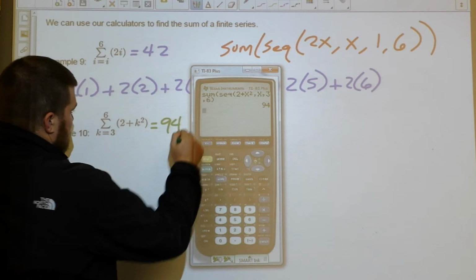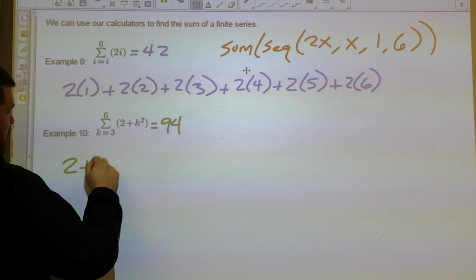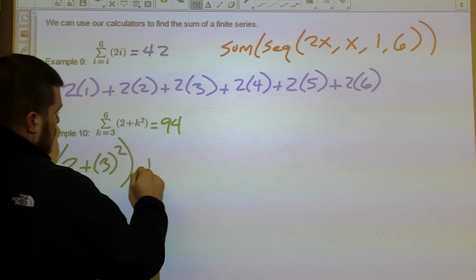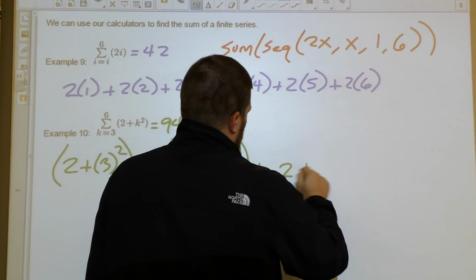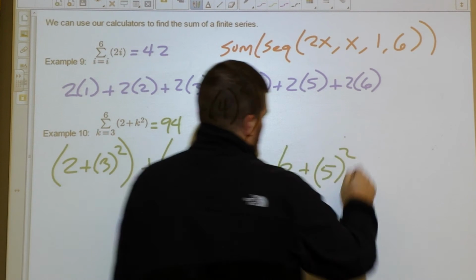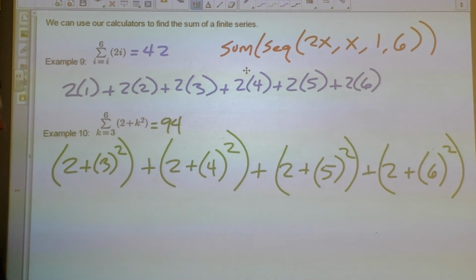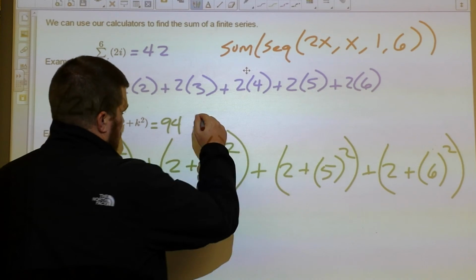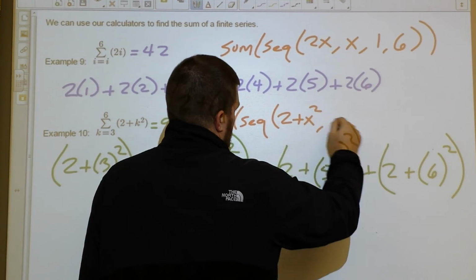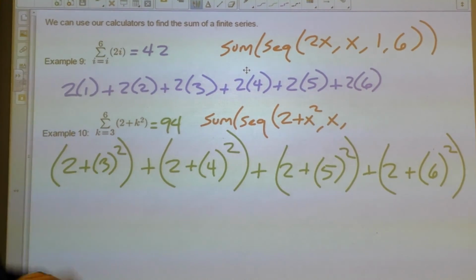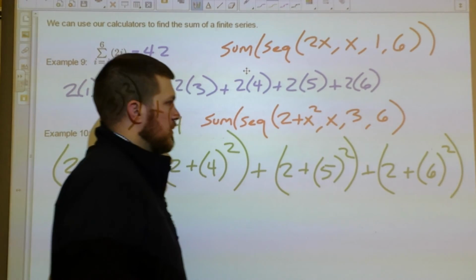So the sum of this series is 94. And essentially what's going on in the background is the calculator is saying 2 plus 3 squared, so that's one whole thing, plus 2 plus 4 squared, that's the whole thing, plus 2 plus 5 squared, that's the whole thing, plus 2 plus 6 squared, that's the whole thing. And so it's adding all those up and giving me 94. Again, to get that in the calculator, what we typed in was sum, seq, typed in our rule, 2 plus x squared, typed in the variable we're using, typed in our starting position, which is always on the bottom, so 3, typed in our final position, which is always on the top, so 6, and then just hit enter, and that's it.